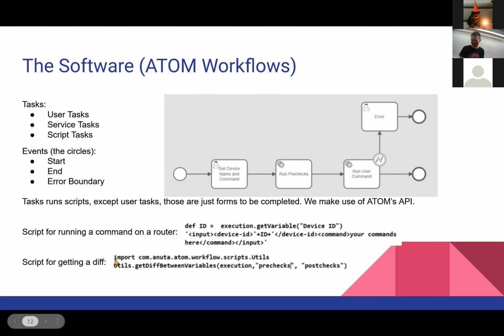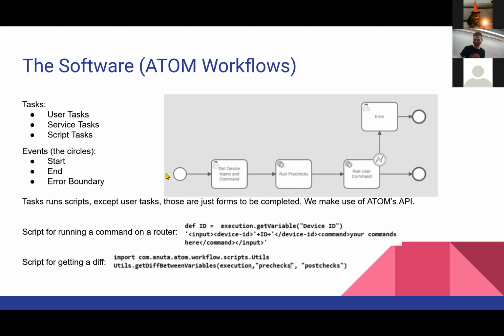And the last thing is a script task. Script tasks don't interact with Atom's API. We're just running scripts. Here I imported some utilities, and then I'm using the get diff utility to get a difference between the pre-checks and the post-checks using the execution. But you can see there's no string, no HTML formatted thing at the end here. It's just running a function.